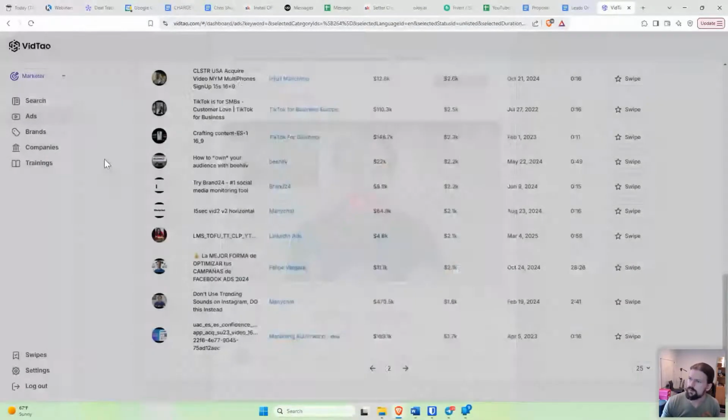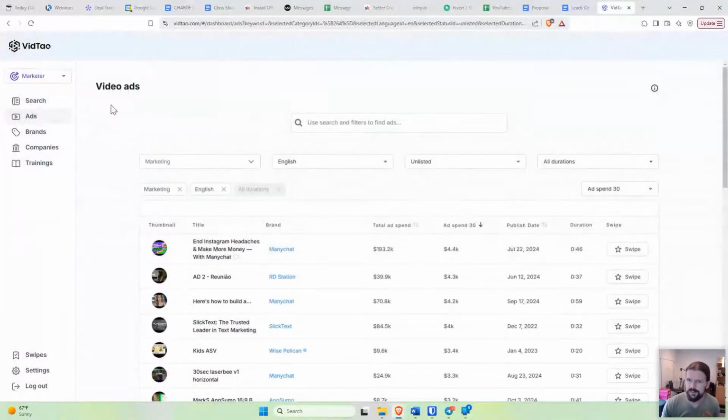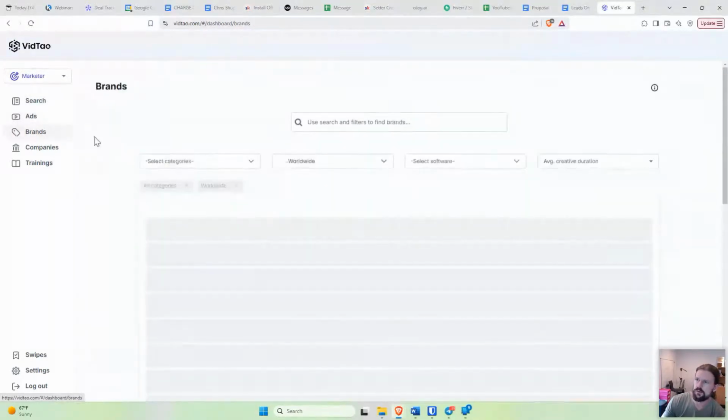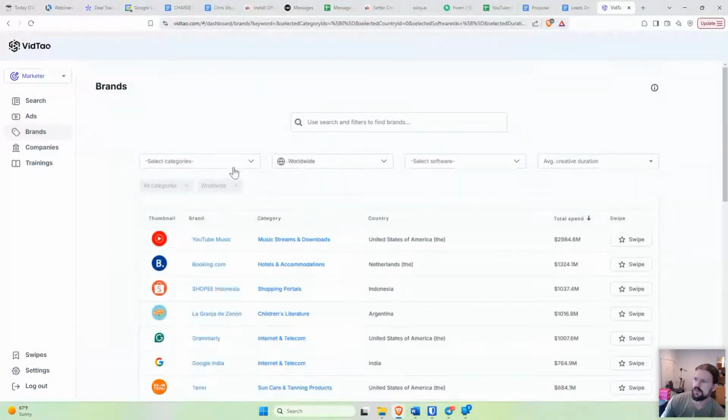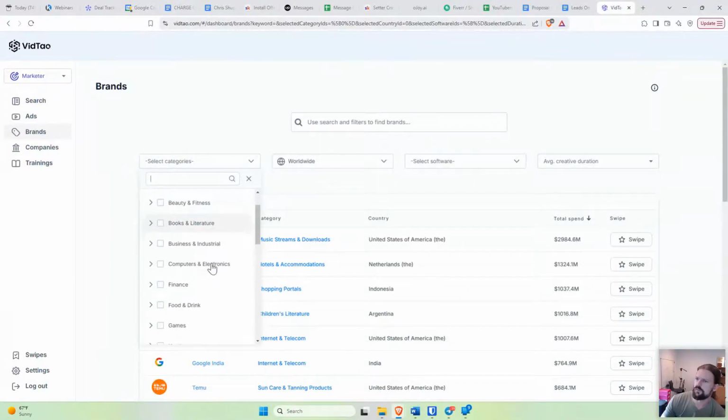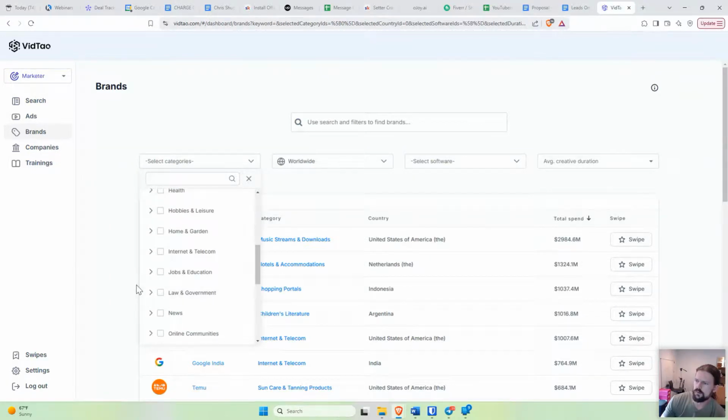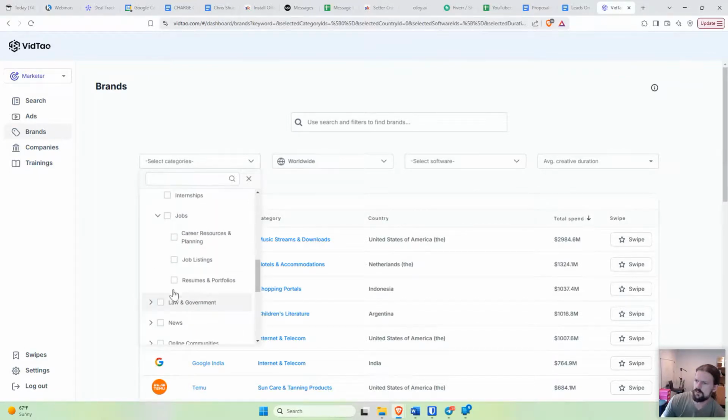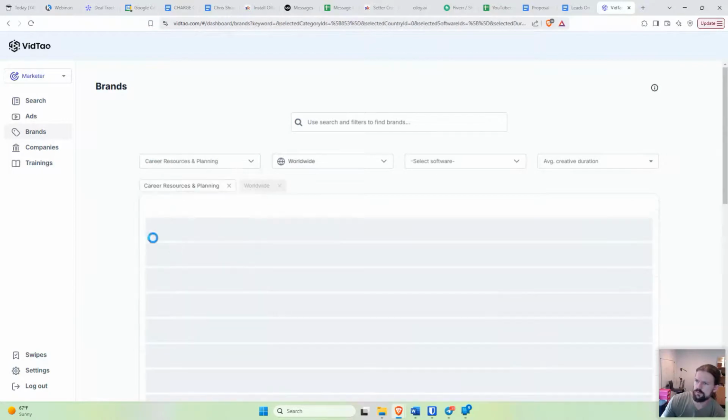So you have to do a little bit of digging for this to work. Like, as you can see, this is a little clunky, looking specifically for a particular industry. And then I can look at brands, like I can look at companies in certain industries. So let's say jobs and education. And maybe we'll do career resources.